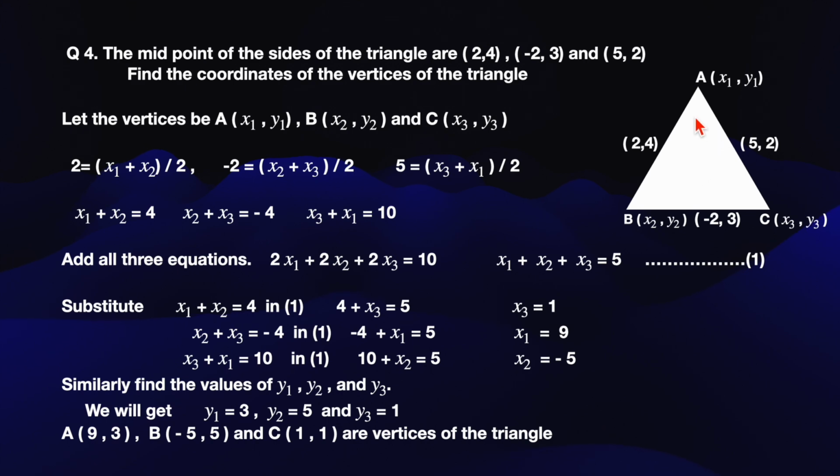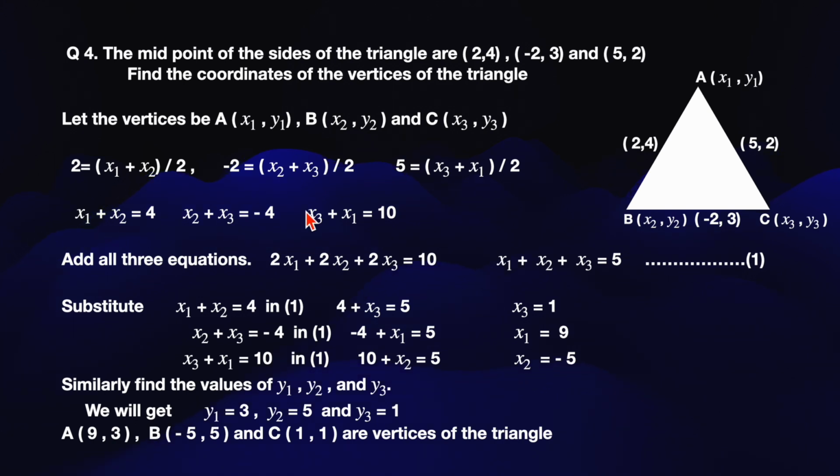Now let's take this side. So we are going to put the midpoint formula here. (x1 plus x2) upon 2 is equal to 2. Similarly here, (x2 plus x3) upon 2 is equal to minus 2, and here (x1 plus x3) upon 2 is equal to 5. Simplify this, you get x1 plus x2 is equal to 4, x2 plus x3 is equal to minus 4. Multiply the denominator on the other side, and x3 plus x1 is equal to 10.